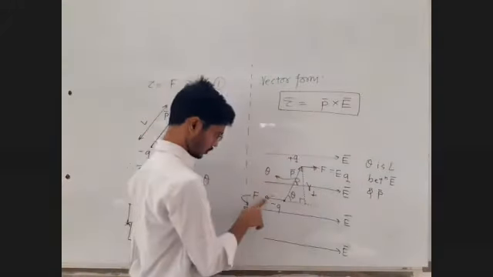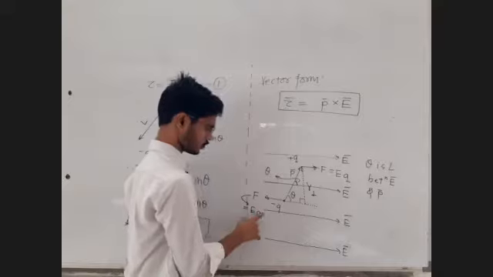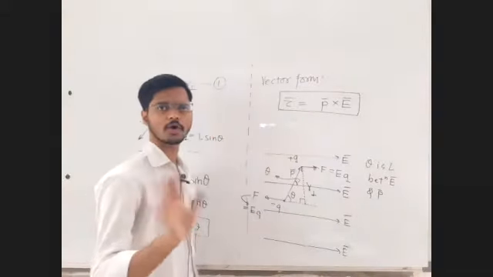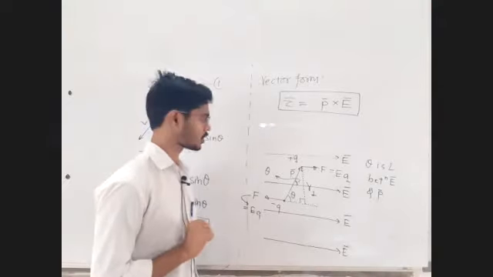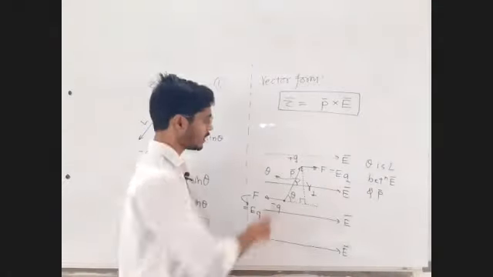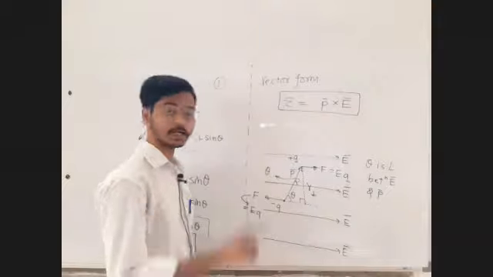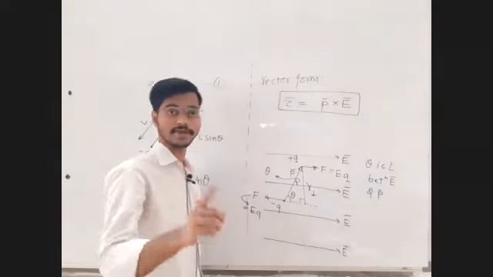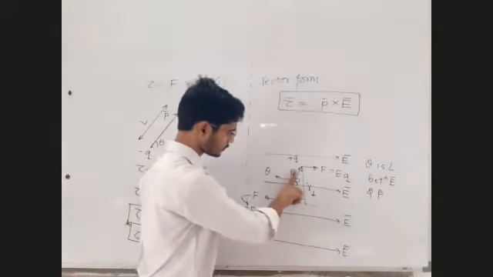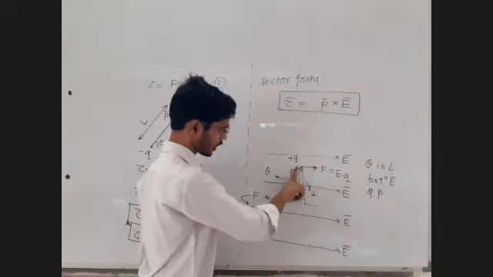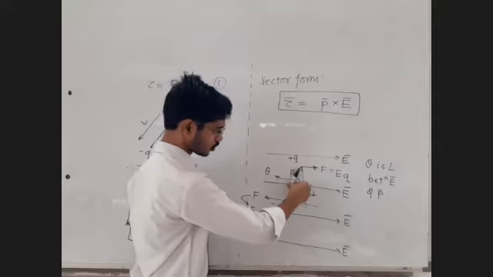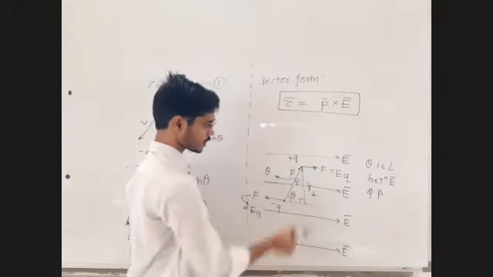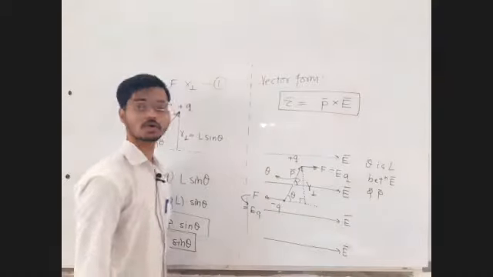See, this is EQ, this is EQ. Both of these forces are EQ, so net force is zero. Force on the system is zero, so there will not be any translational acceleration. But net torque is present, and that torque is trying to rotate this dipole clockwise.